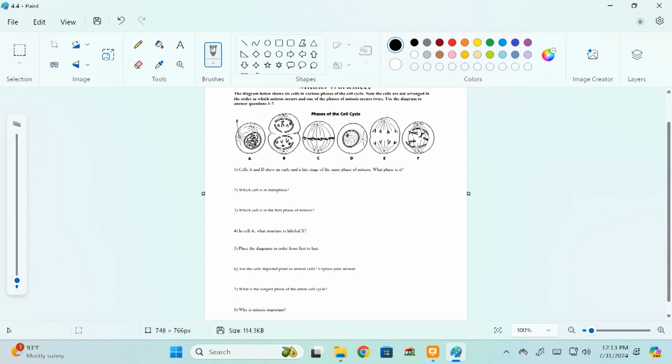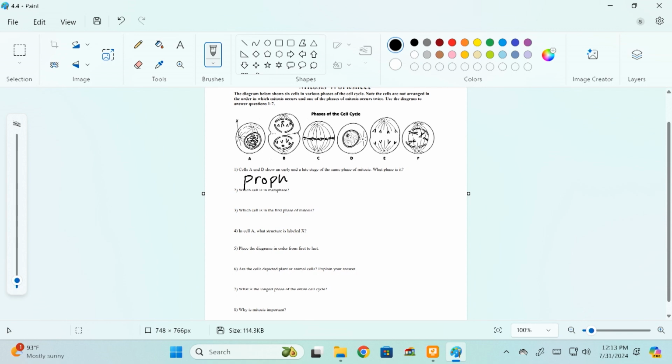So number one here is saying cells A and D show an early and a late stage of the same phase of mitosis. What phase is it? Does anyone remember what the longest phase of mitosis is? And I think I specifically said that it has an early and a late phase. Well, this is known as prophase.